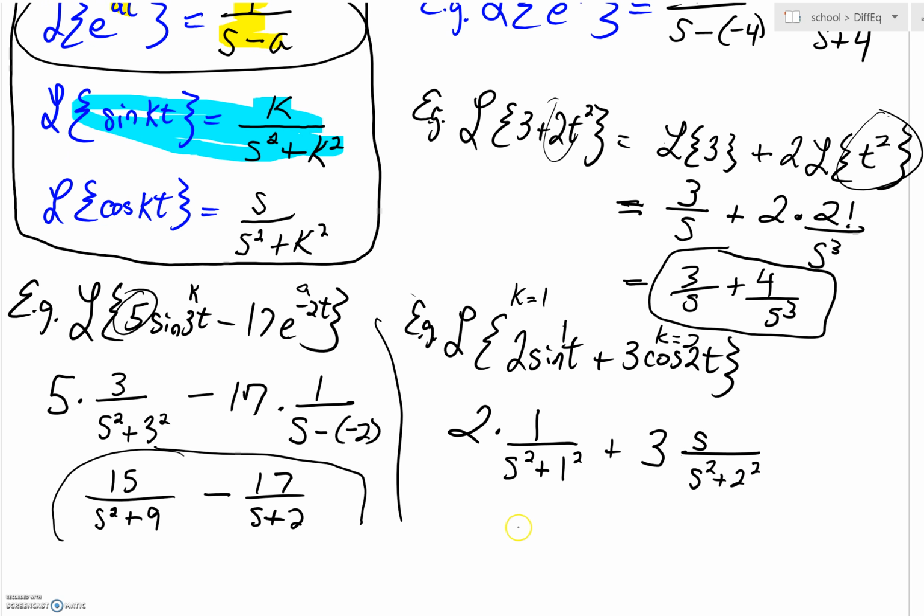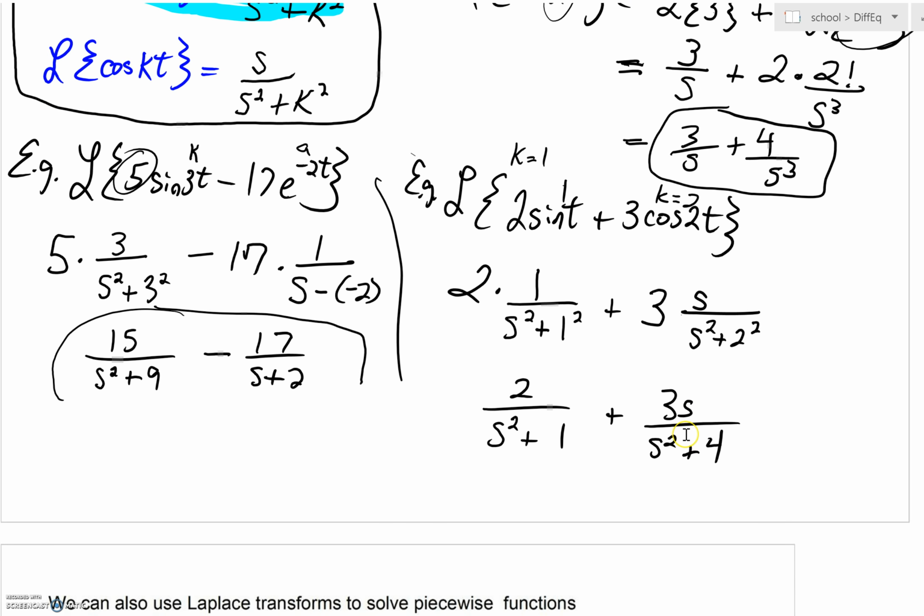And guys, you'll get so comfortable with this, and I bet a lot of you are comfortable enough already, where you could just say, oh my gosh, I don't even need to break it down the way you just did. Final answer would be 2 over s squared plus 1 plus 3s over s squared plus 4. Okay.